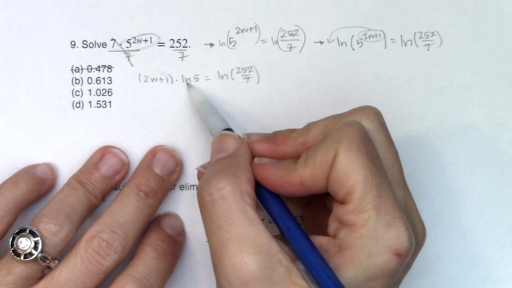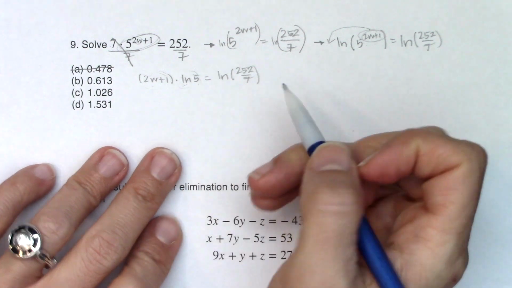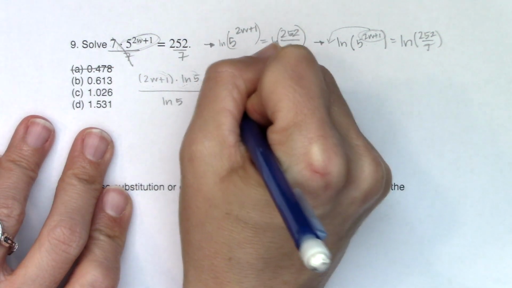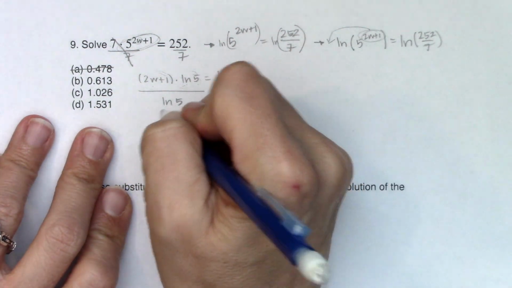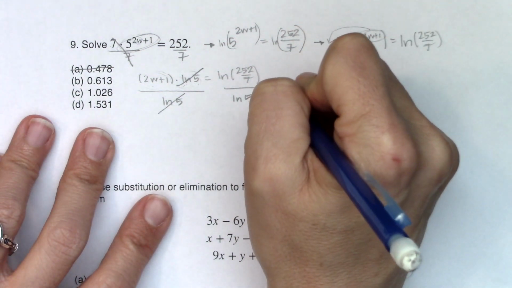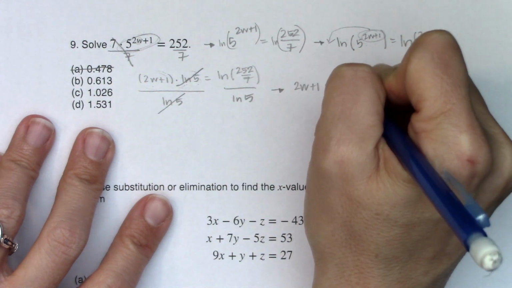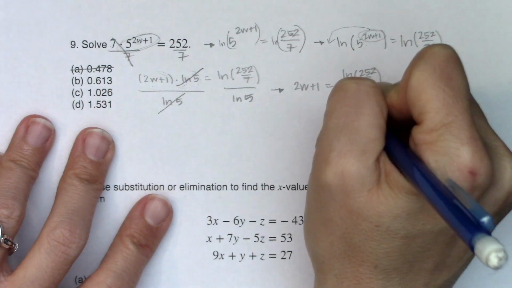So the first thing I'm going to do is divide both sides now by ln 5. I want to get that product out of the way. So if I divide both sides by ln 5, keeping in mind ln 5 is just a number. I mean, this looks ugly, but I could crunch it on my calculator. I'll cancel that out. So now I'm looking at 2w plus 1 equaling ln of 252 over 7 in ratio to ln 5.